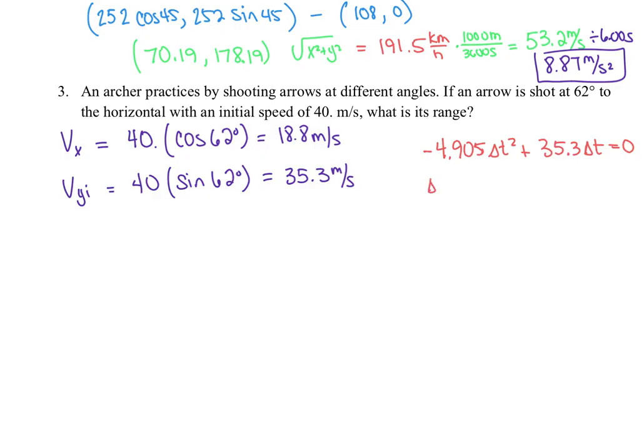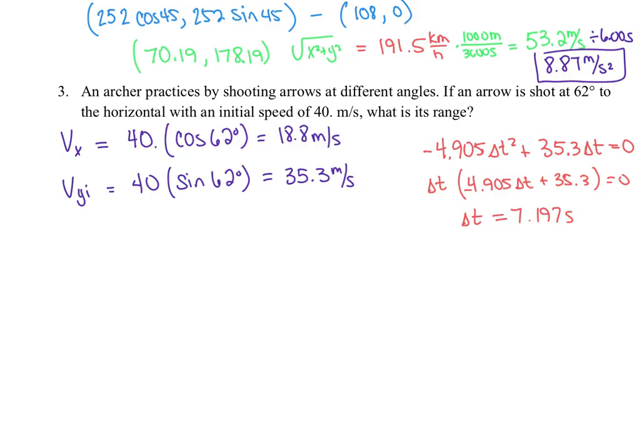So when you factor out your time, clearly you're going to start at ground level. And you have something that looks like this. Set each one equal to 0 and solve. Obviously, we know the first initial 0. So you end up with 35.3 divided by the 4.905. Your time was a total of 7.197 seconds. I'll get to significant digits at the end. That's how long it was in the air.